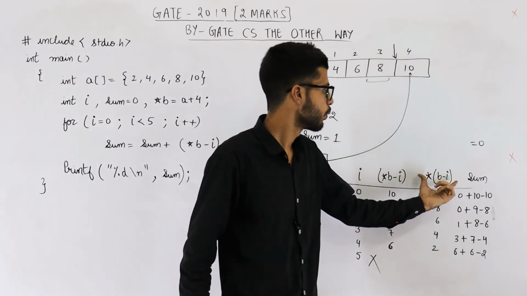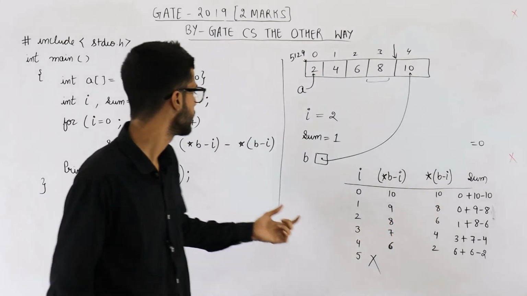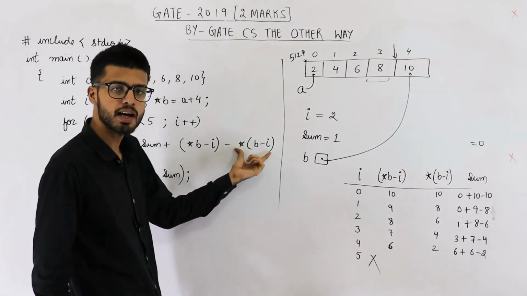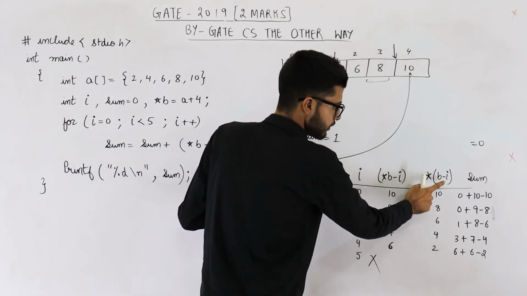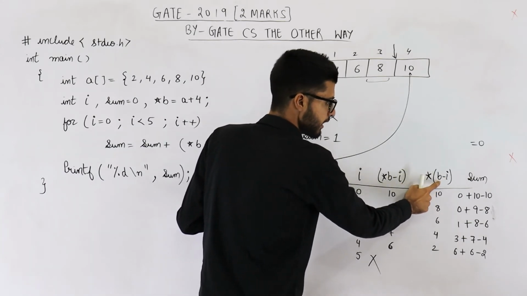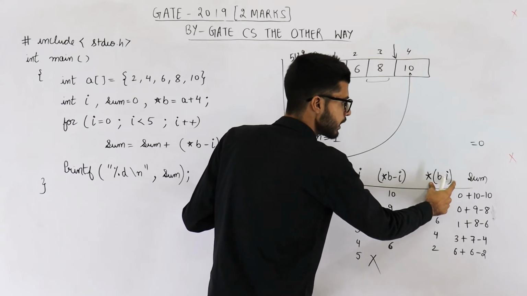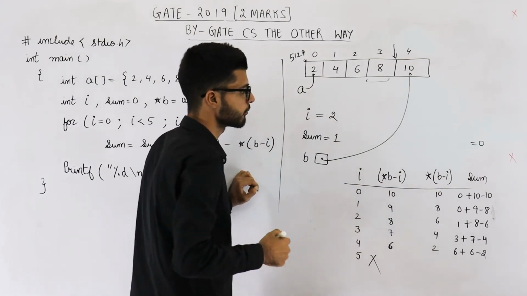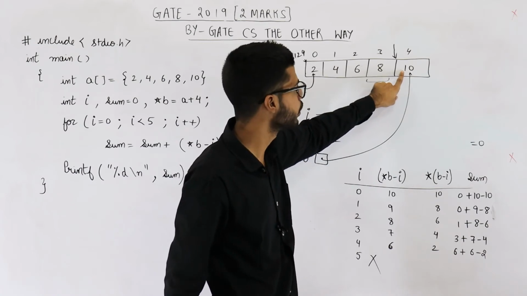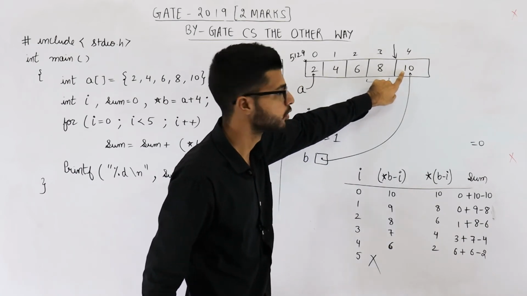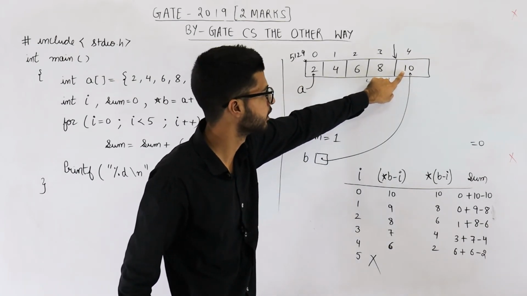Let us see what this thing will evaluate to. It is this one. Star b minus I means the address saved at b minus I. You take the value at that address. Okay, so b points here. B minus 0 will be this address only. So whatever is the value saved here, take it.